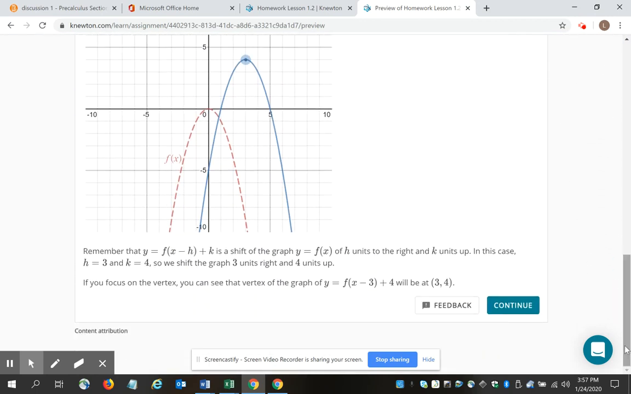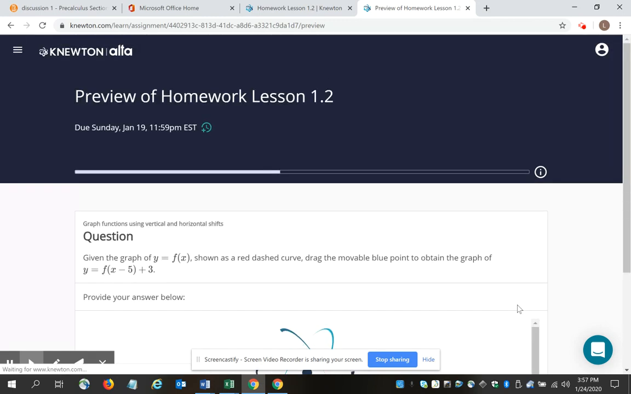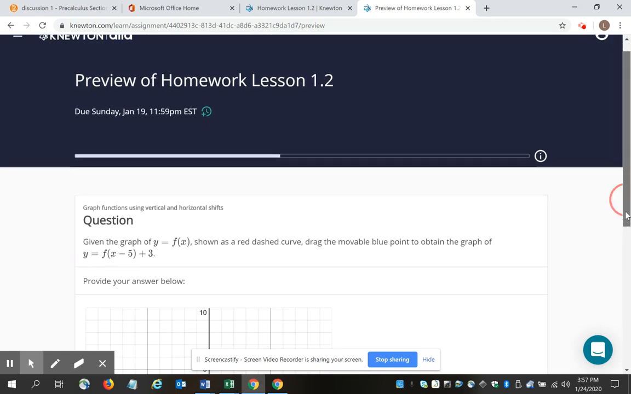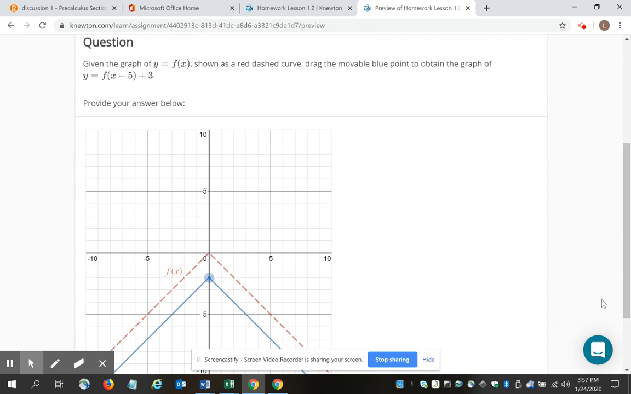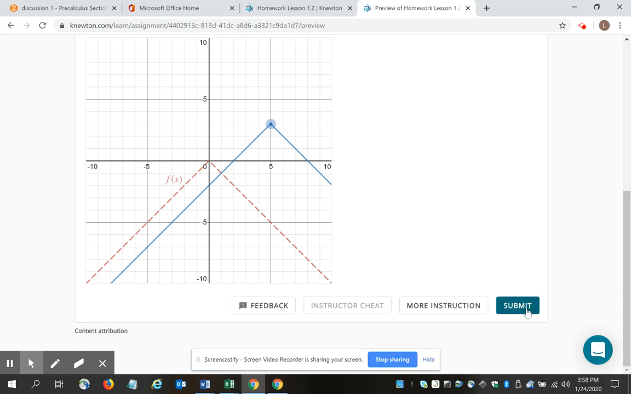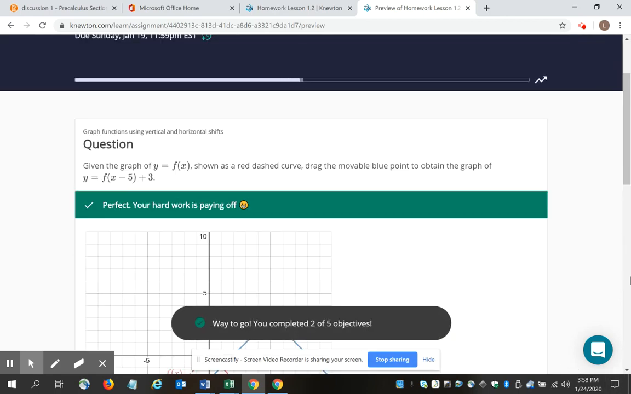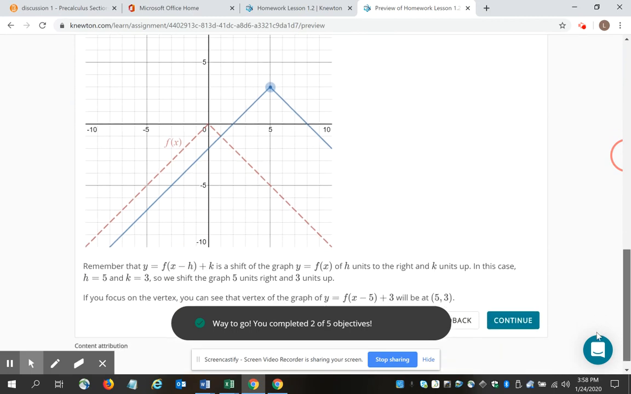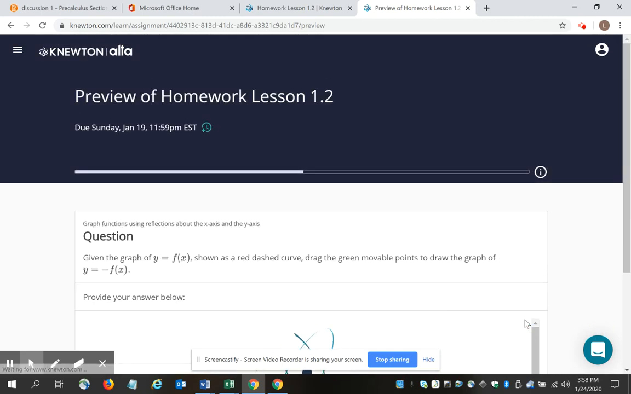Okay, I'm trying to find another one where they give us one that's got all of the stuff with it. Okay, so we go get the blue one on top of the red one. Minus 5 tells me to go right 5, plus 3, up 3. And again, those are fairly straightforward if you catch them. Again, I'm trying to get it to give us one that's got a shrink or stretch in it.